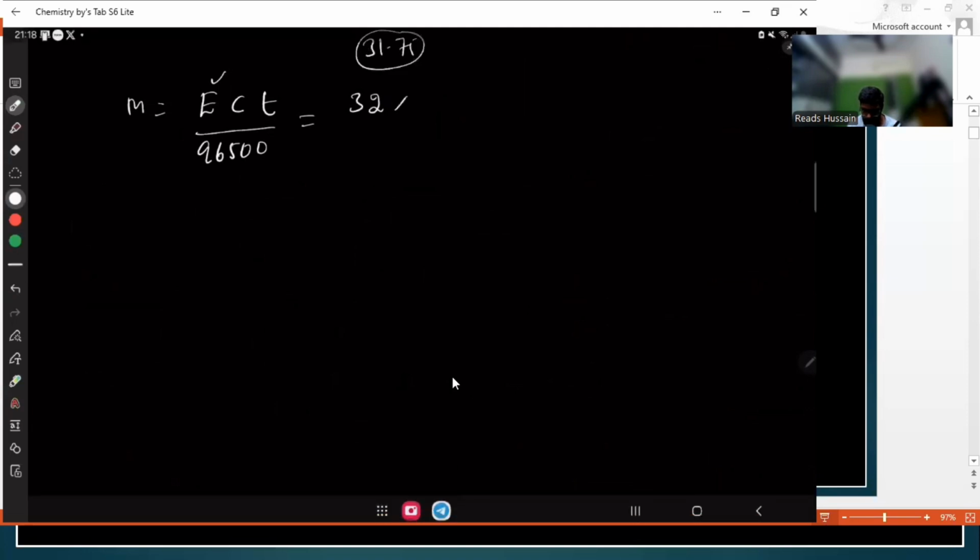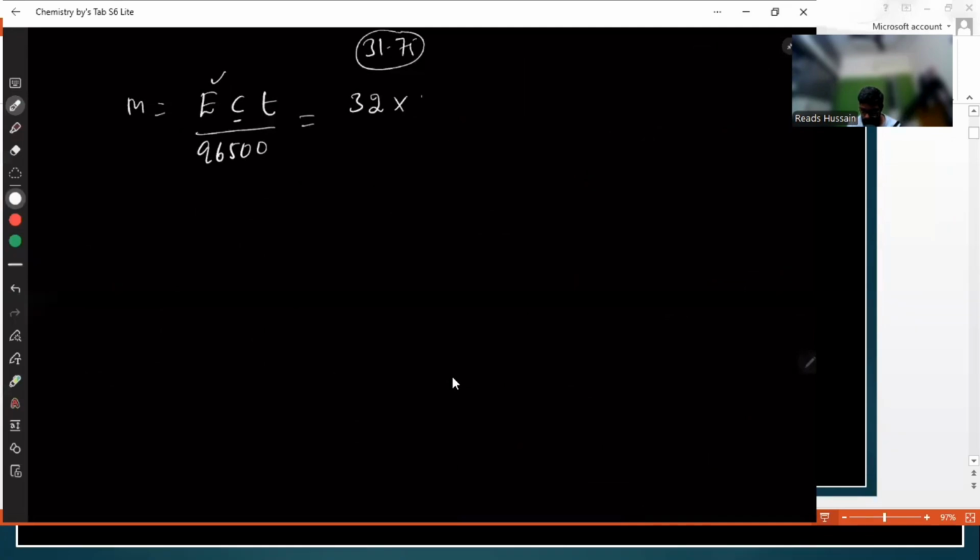See here, M is equal to ECT by 96,500. What is the equivalent weight of copper? I told you, approximately 32. Actually it is 31.75, but I am taking it as 32. Current is 1.5 amperes, into time. The time of 10 minutes given in the problem we have converted into seconds: 10 into 60, that is 600 seconds. So E is 32, current is 1.5 amperes, time is 600 seconds, divided by 96,500.